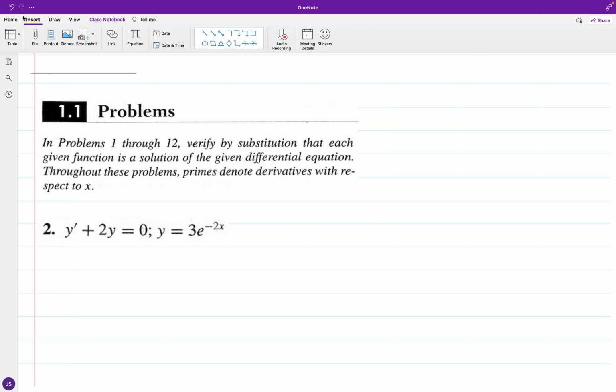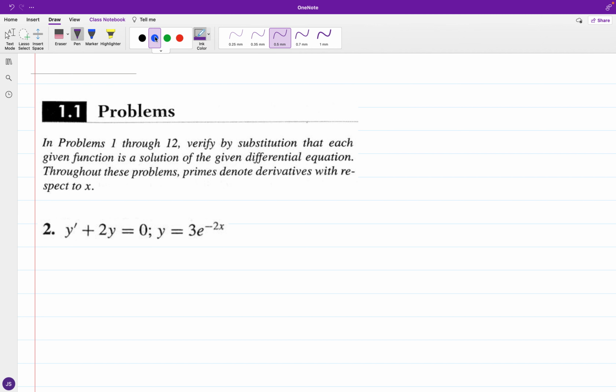Okay, for this set of exercises, we're looking at verification by substitution. For the equation y prime plus 2y is equal to 0, we're looking at verifying that y equals 3 times e to the negative 2x is a solution. So just looking at what we have here, we're looking at y prime and 2y.